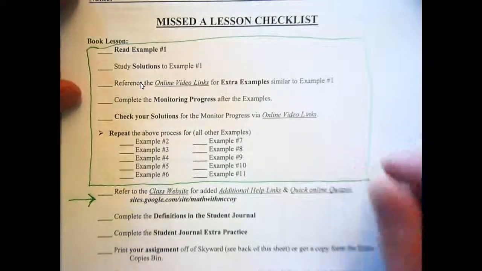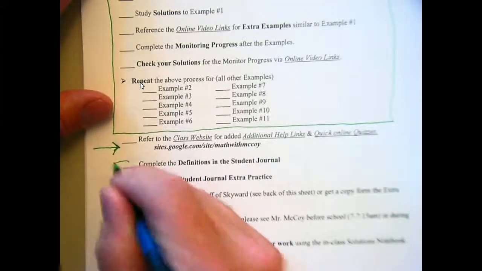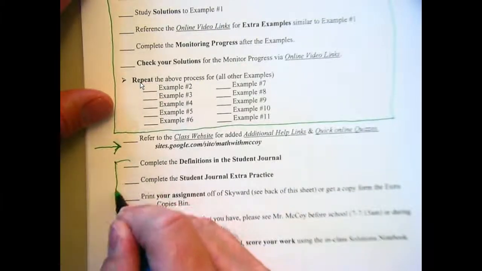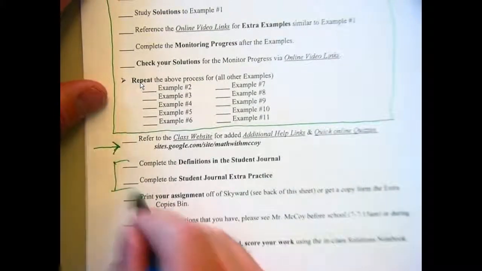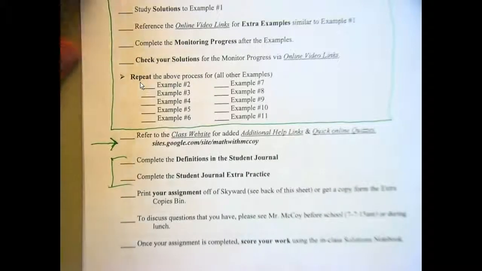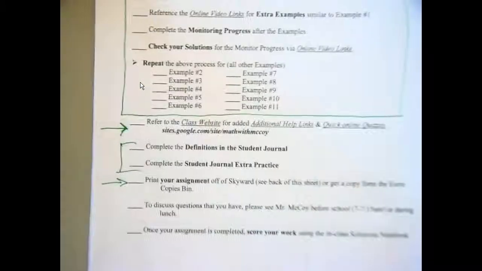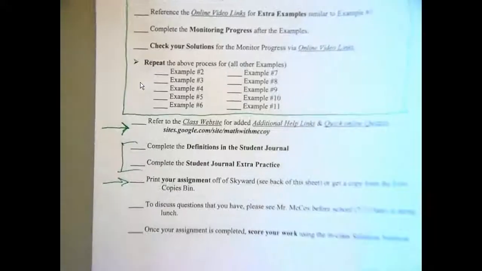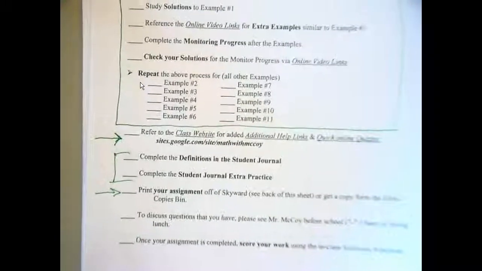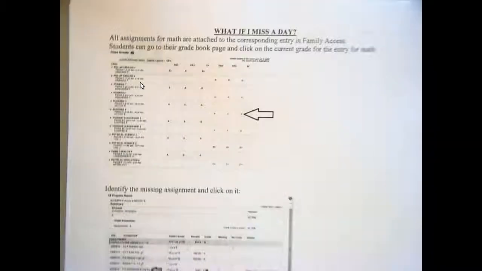Okay? Other things you could do, you could use your student journal to complete the definitions and try the extra practice problems. Okay? I would always expect that you do this. Print your assignment off Skyward if you have a printer. If not, come and get a copy from me out of the extra copies bin. The way you print it off Skyward is on the back of your sheet. So go ahead and look at the back of your sheet.